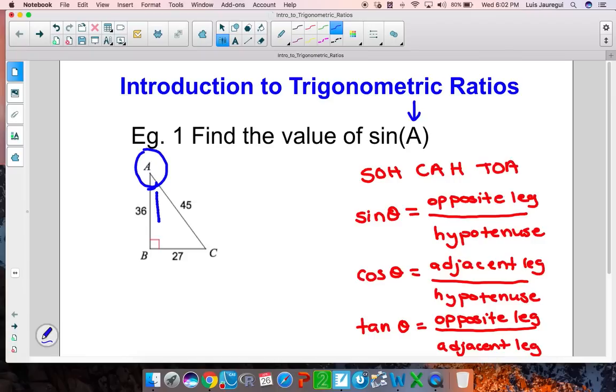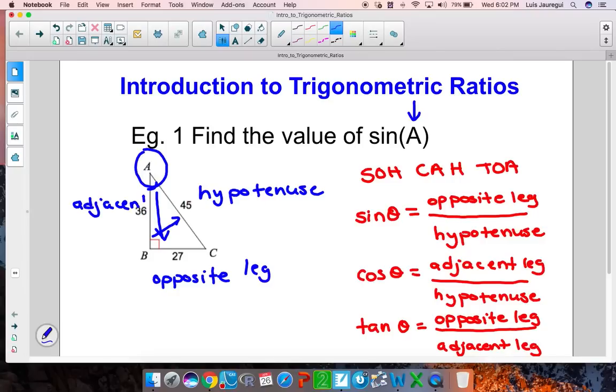Now, the leg across from it will be what we refer to as the opposite leg. Always remember also that the side across from your 90-degree angle is what we refer to as the hypotenuse. And then the remaining leg is what we refer to as the adjacent leg. Now, once you have labeled all the parts, you need to pay close attention to the original question.